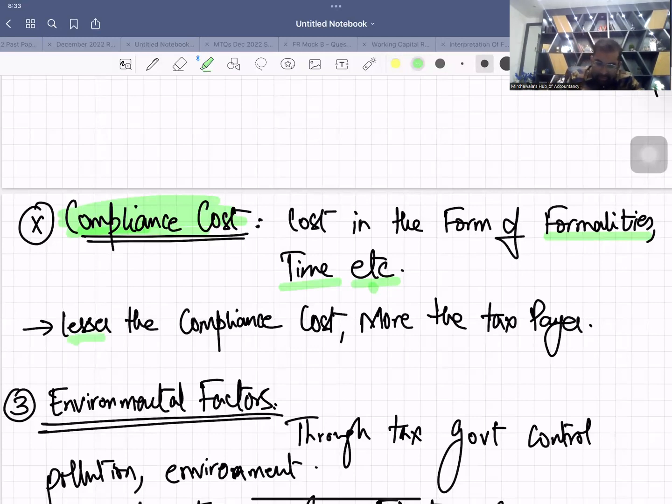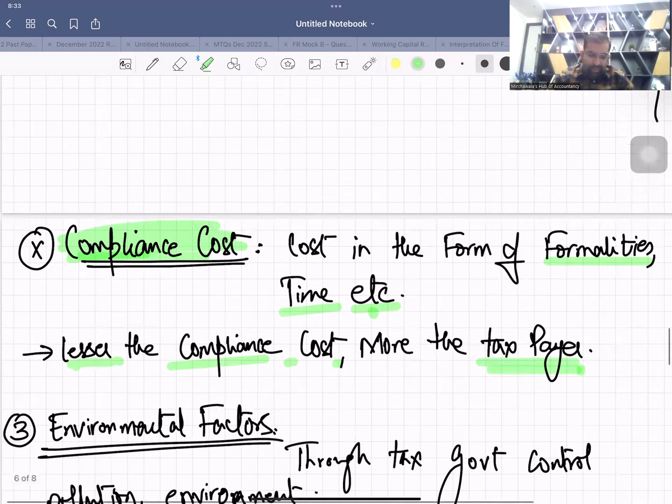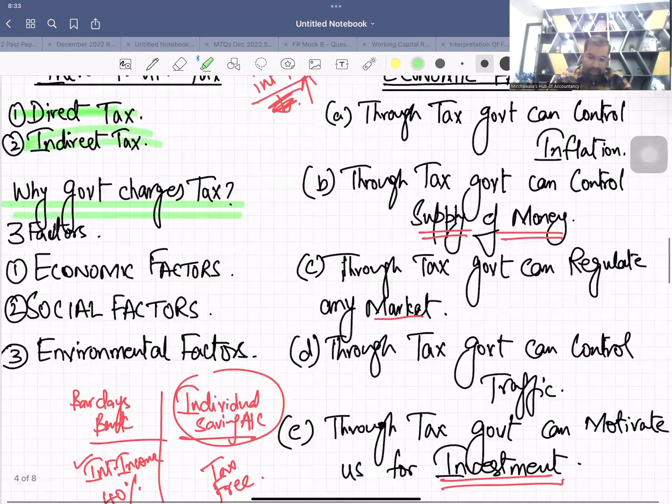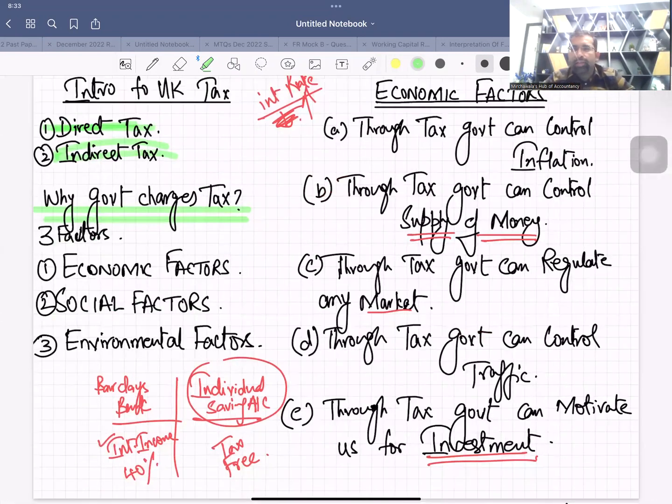See, I've written here, the lesser the compliance cost, the more the taxpayers. So we were discussing three factors. The first one: why does government charge tax? The first factor is the economic factor. Economic reasons I have discussed. The second is social factors. In this social factor, we discussed the redistribution of income. We discussed the three types of taxes: progressive, proportionate, regressive.